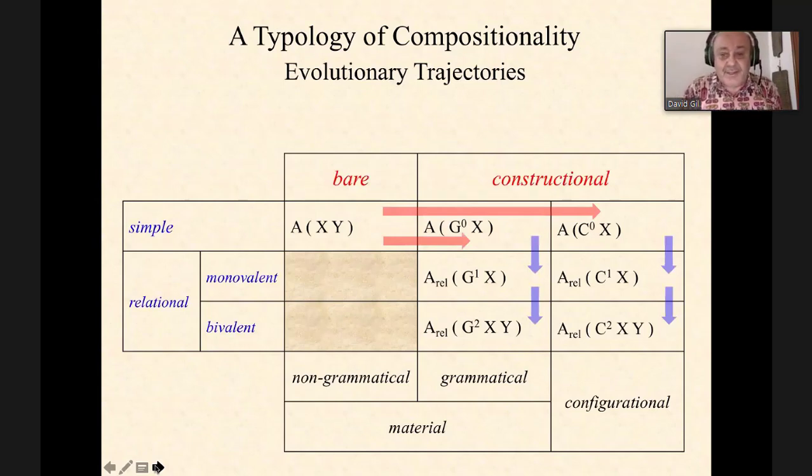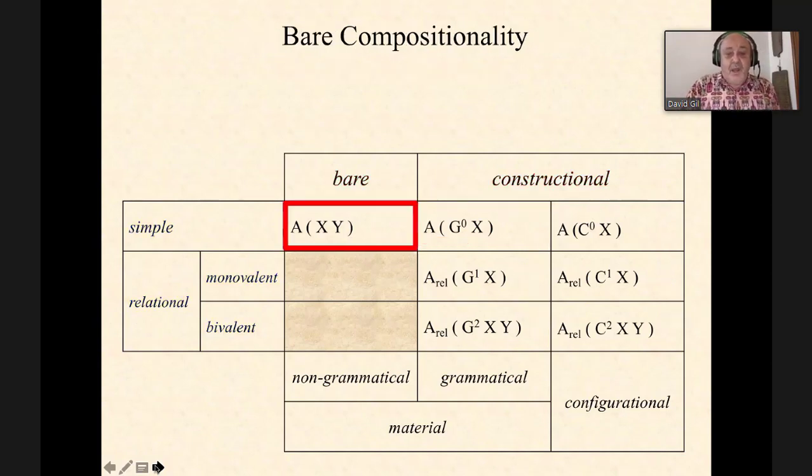I should have mentioned this arrow basically represents the table typology in terms of evolutionary trajectory. So the red arrows portray the evolution from bare to constructional compositionality, while the blue arrows represent the rise of monovalent and bivalent relational constructionality from simple constructionality. Okay. So much for the abstract gobbledygook. Let's now look at some real examples.